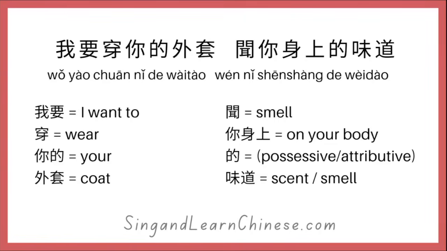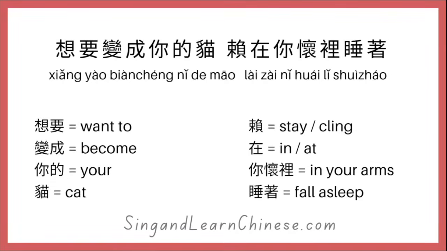And then 闻你身上的味道. 闻 is to smell. 你 is you. 身上, 身 is referring to the body, 身上 on the body. 味道 is the smell or the scent. The smell of your body sounds a little bit creepy. But hey, we're talking about cats here. Cats do smell you, right? Cats do sniff you. So whatever, we'll just let that go.